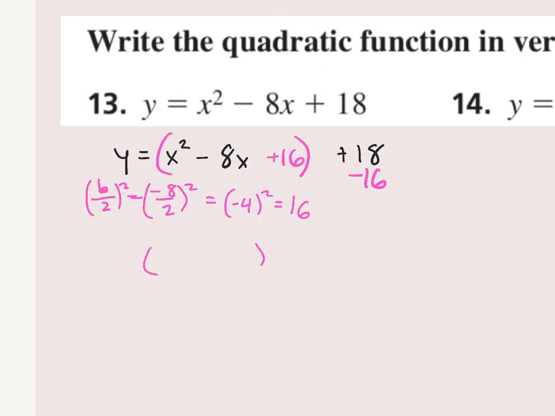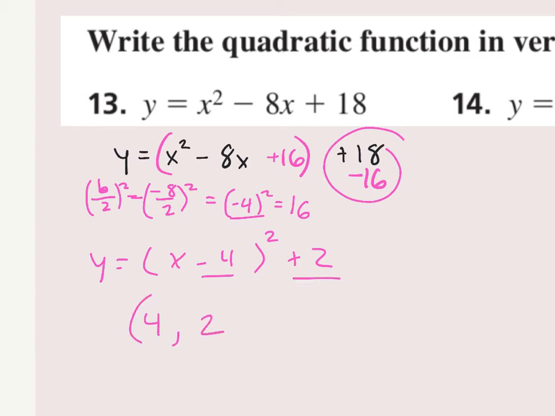So now I can simplify it into our binomial squared. So this is x minus 4. And then 18 minus 16 is plus 2. So y is equal to x minus 4 squared plus 2. Now we identify our vertex, change the sign of our h, so this is 4, and our k is outside, so 4, 2 is our vertex.